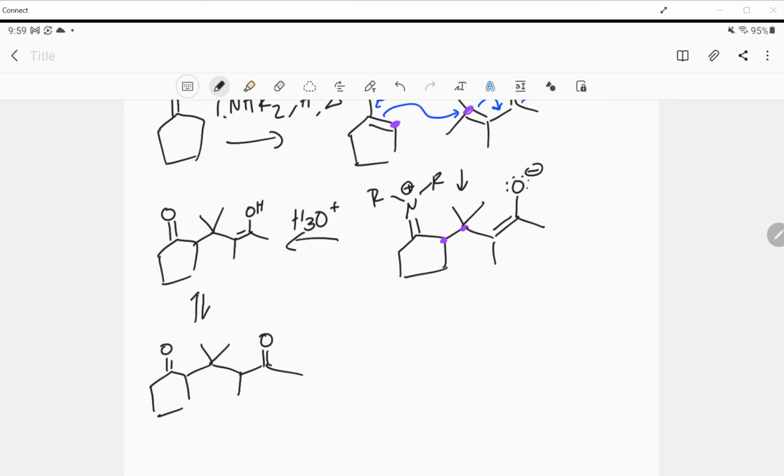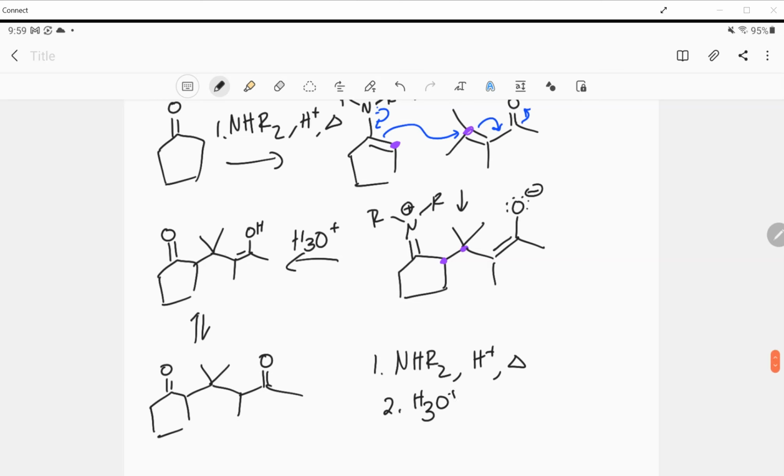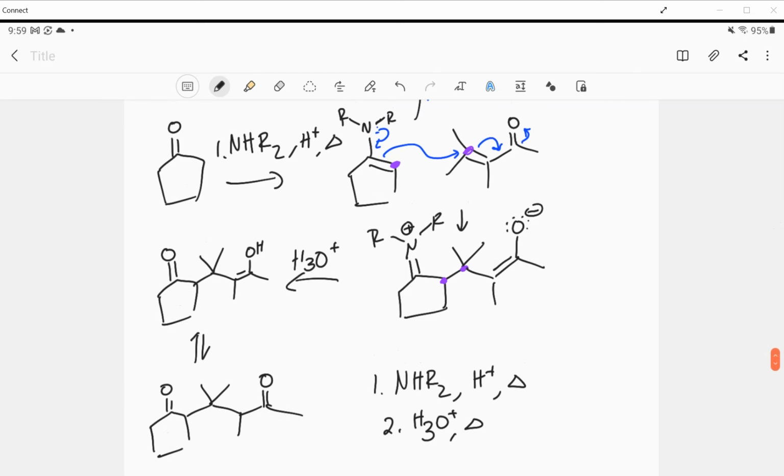So our reagents would be, first reagent, some secondary amine, acid, and heat. After that, we just need to do an acid wash, maybe some heat in there too, and we'll end up with our product. Alright, so let me make that big.